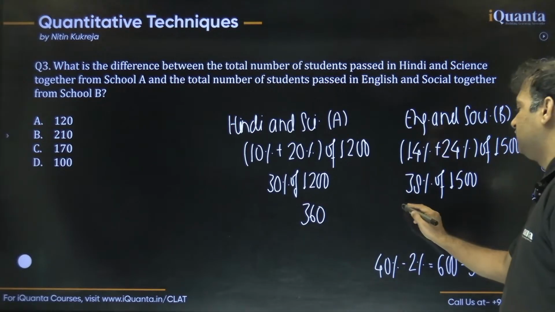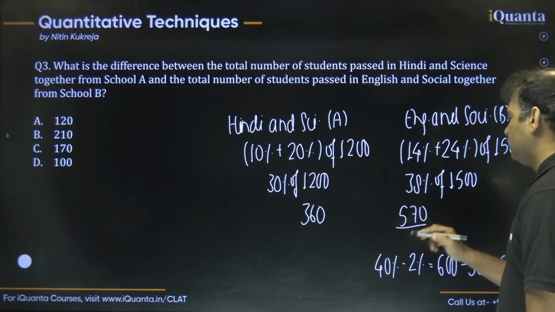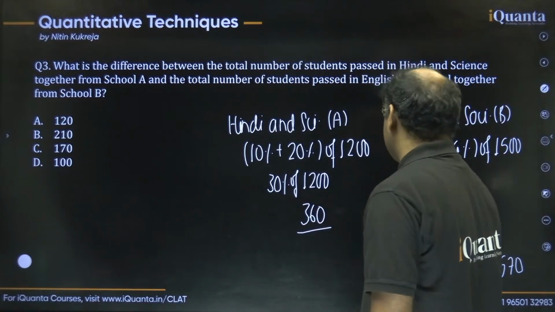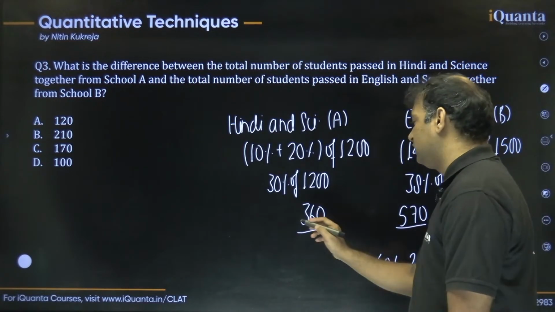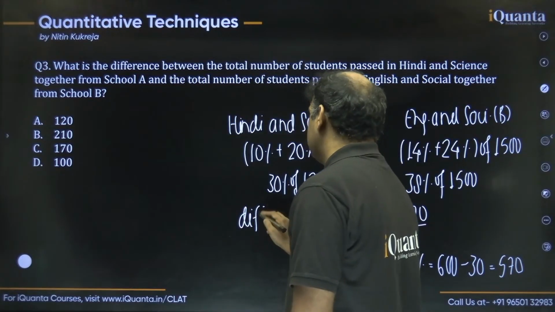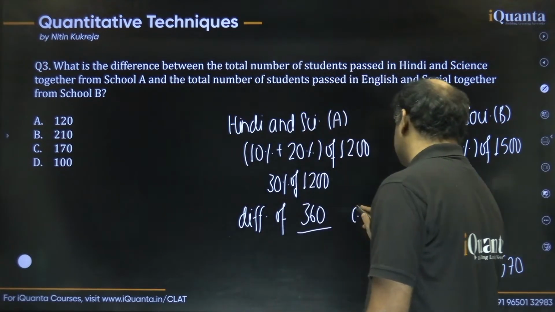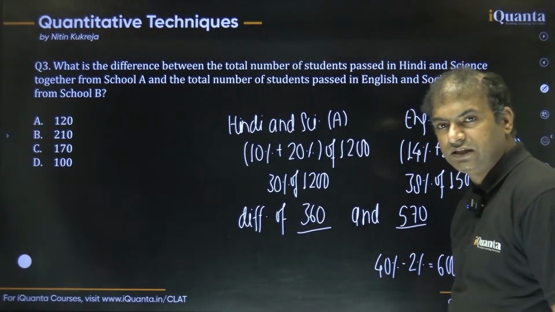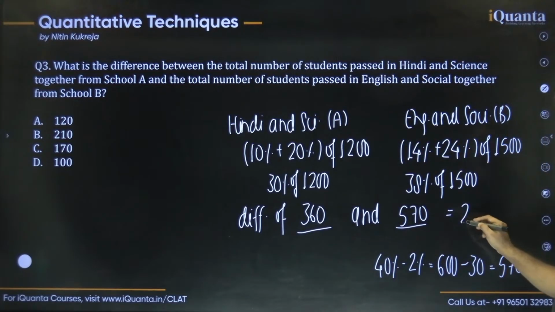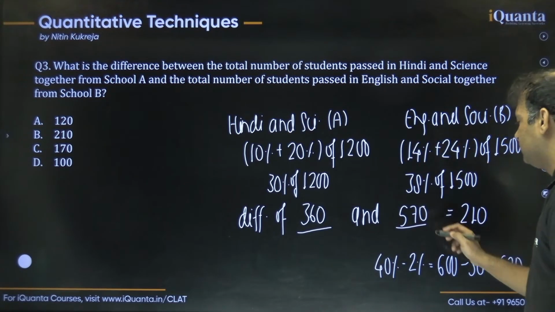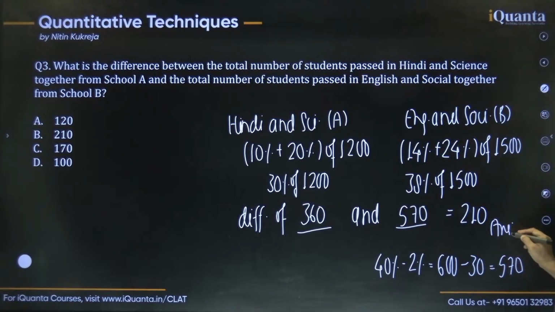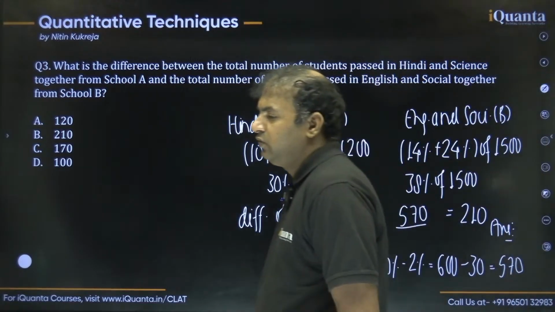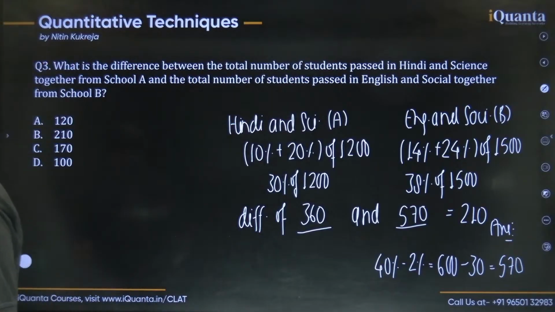So guys, school B data is 570, school A data is 360. Now in the end, we have to find the difference of these two numbers, right? So what should be the difference? We'll say 570 minus 360 has to be 210. Simple, right, guys? And yes, the answer is 210.